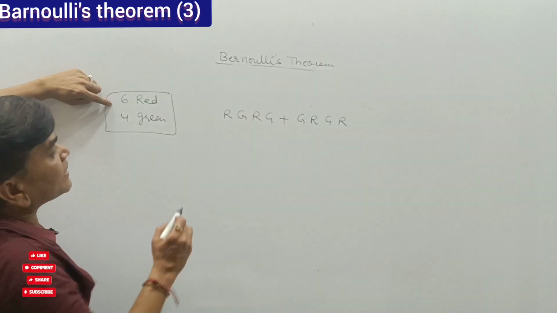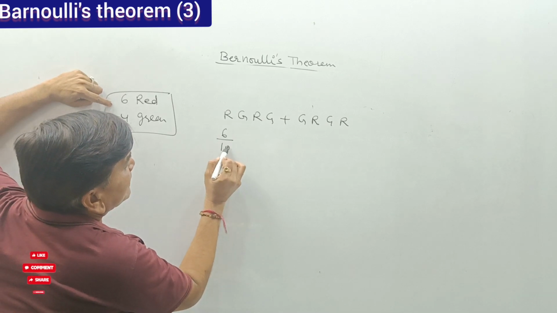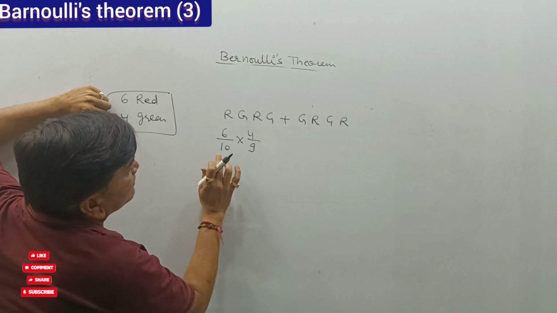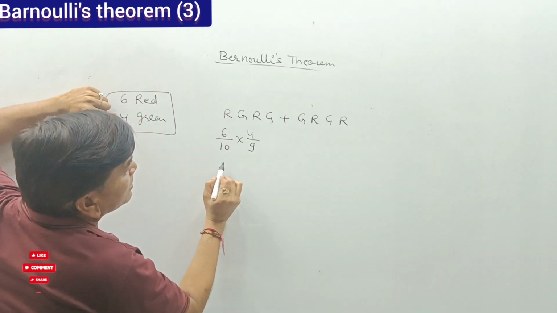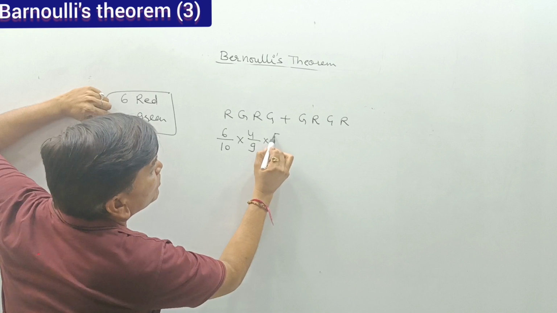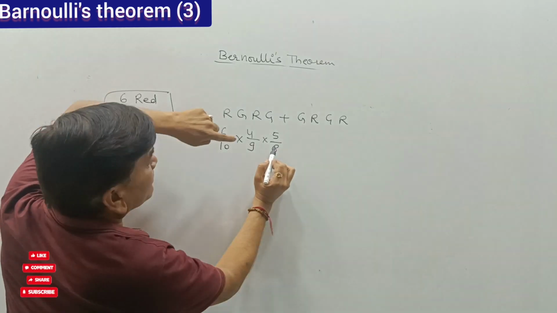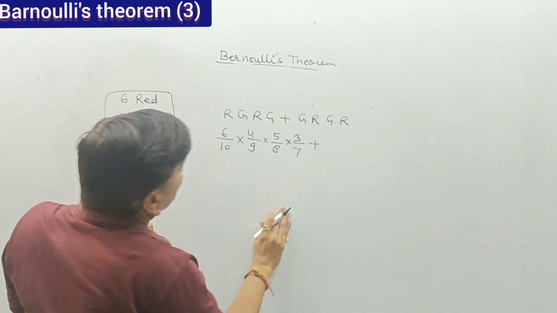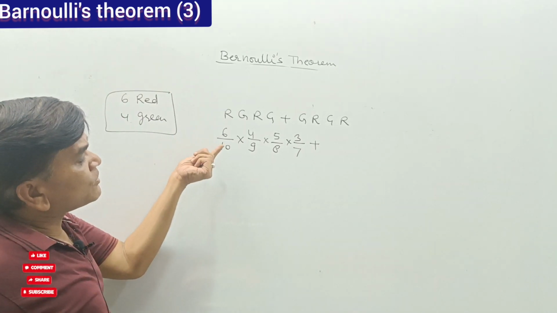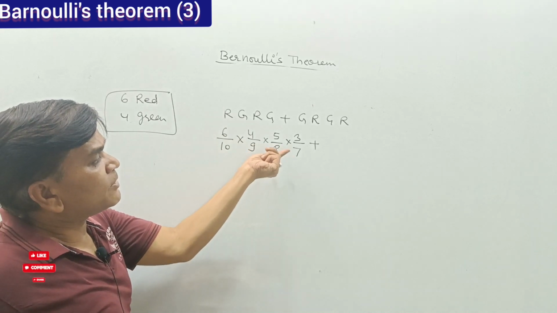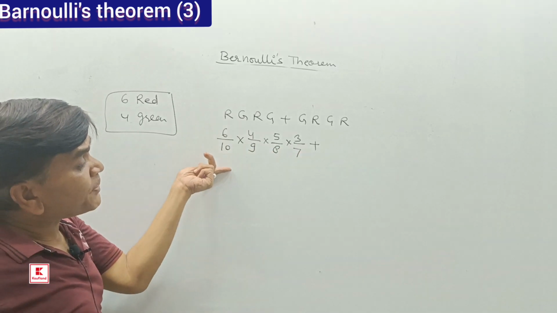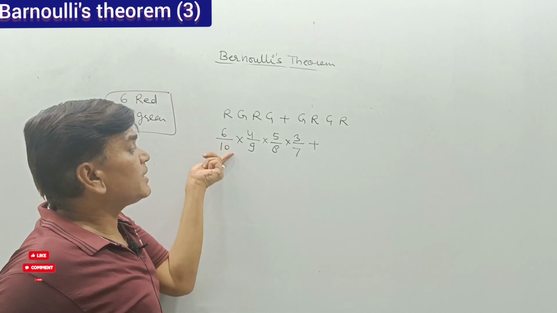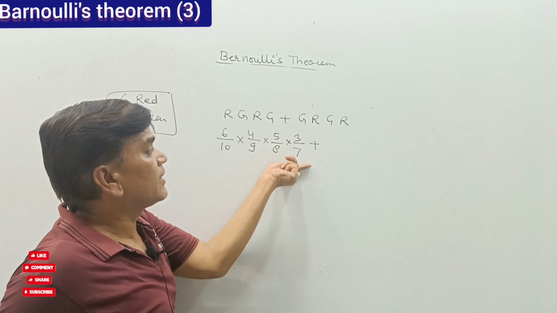Getting first red, that is 6 upon 10. Then green 4 upon 9. Now one red has come out, so now red is 5 and total is 8. One green has come out, so total green is 3 and total balls is 7. We started from the red ball: red, then green, then red, then green. This is without replacement, so the total number of balls was 10, then 9, then 8, then 7.